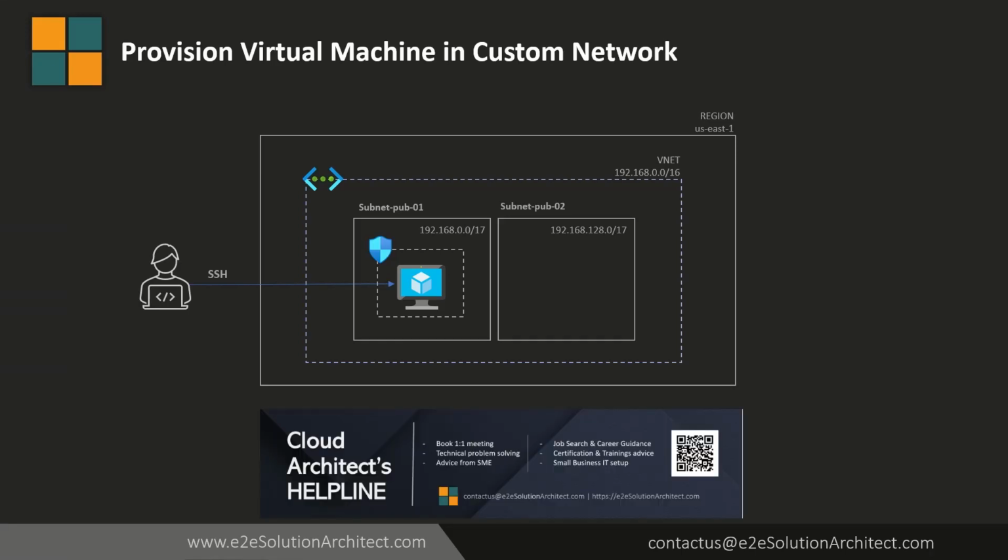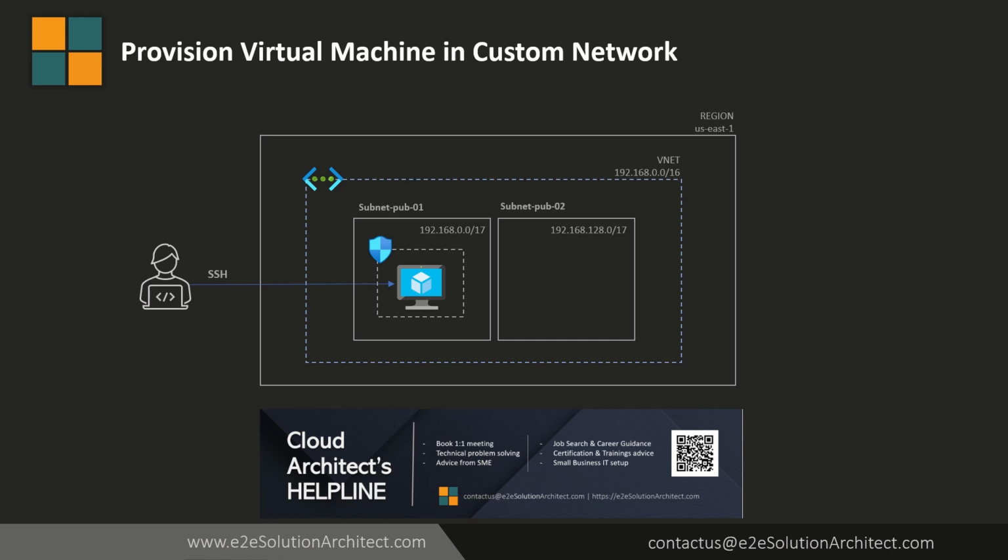Today, I'll be talking about provisioning a virtual machine in a custom network. So basically, I will be creating a custom network in Azure cloud and will provision a virtual machine inside that. As you see, we will be using the region US East 1.